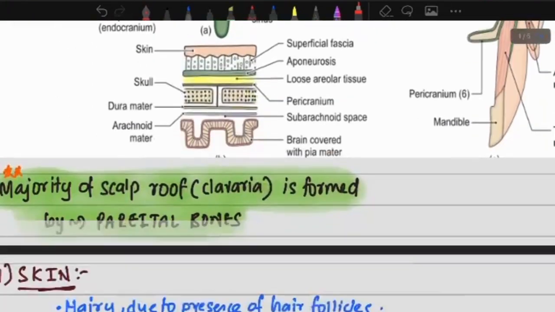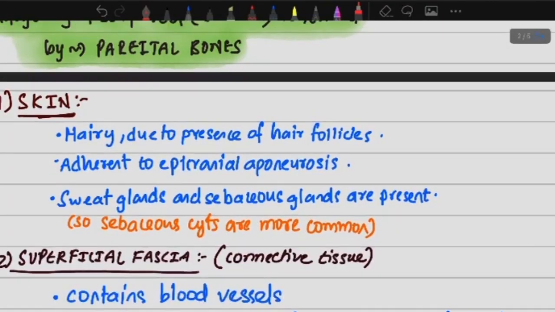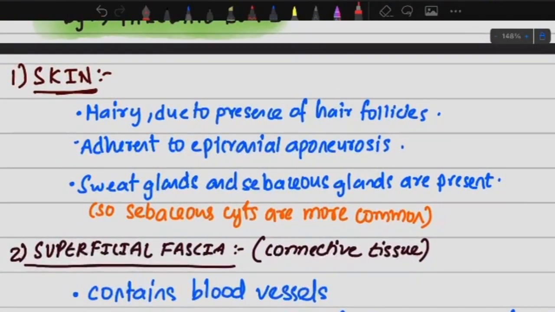Now let us study about each and every layer in detail. First let us study about skin. The skin is hairy due to the presence of hair follicles, and it is firmly adherent to the epicranial aponeurosis. In the skin there are numerous sweat glands and sebaceous glands present. So sebaceous cysts are more common, due to the sebaceous glands being numerously present on the skin. This is one of the clinical points related to the skin.